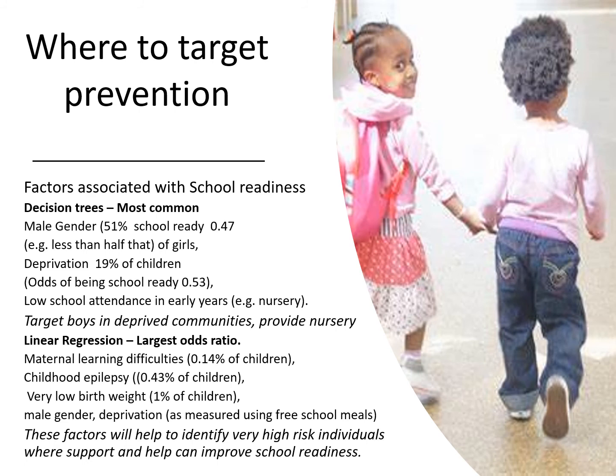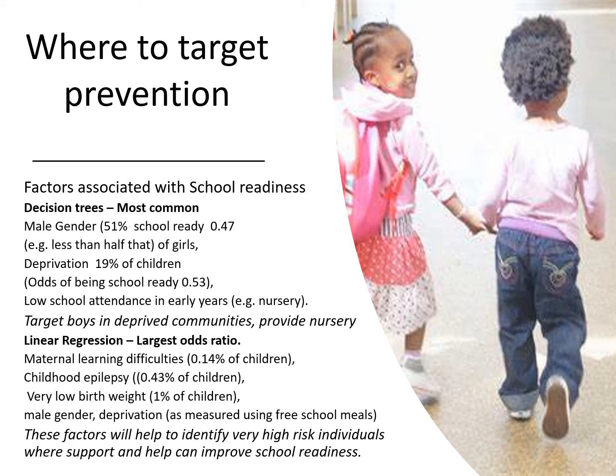And then the next split it did was on school attendance in the early years, so in nursery. So the decision tree method would suggest that prevention methods should be aimed at boys living in deprived communities and really should be providing nurseries for early years attendance before children get to school.